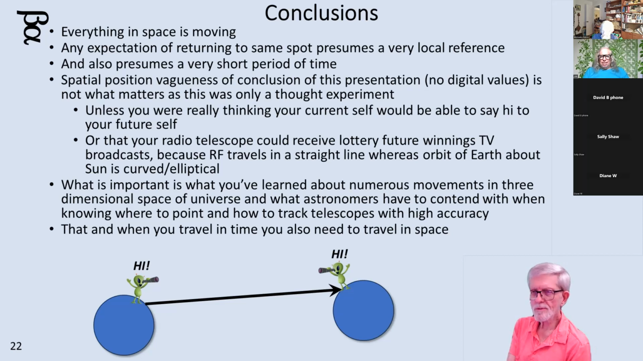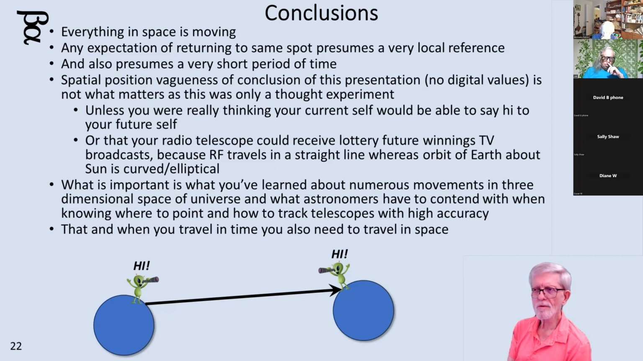The spatial position vagueness, as in, notice I didn't give you an exact date and time when you can look in the future and see where the Earth is going to be, because I don't want to go through all that math. It would make everyone's head hurt, because there are equations. It's just a thought exercise. But if I could do it, why would it be something I'd ever want to consider doing?